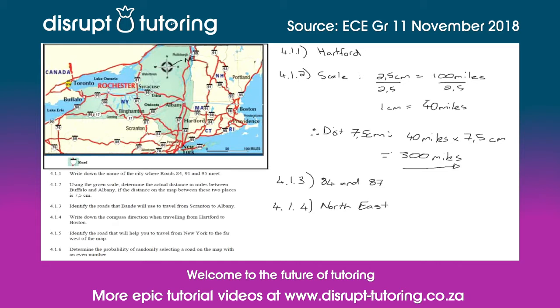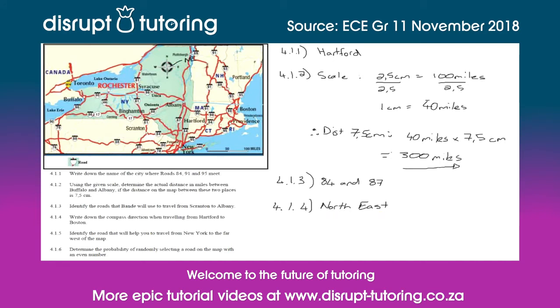And just remember, if it's a compass, if it's between the two main directions, either north, east, south, or west, it's always either the north or the south that comes first, followed by the east or the west. So in between north and east will be northeast. So that's why this is northeast.